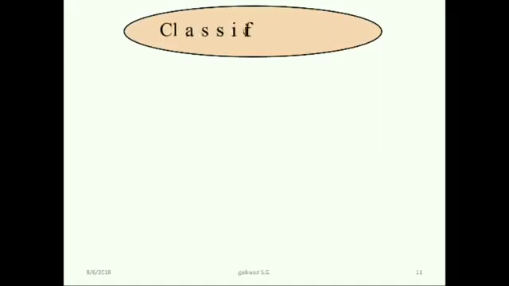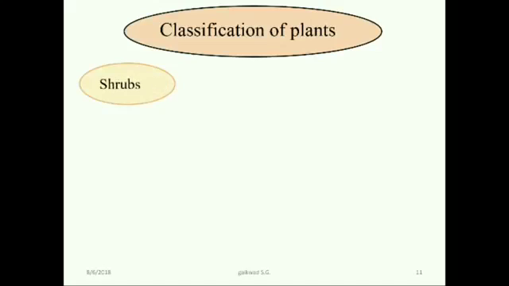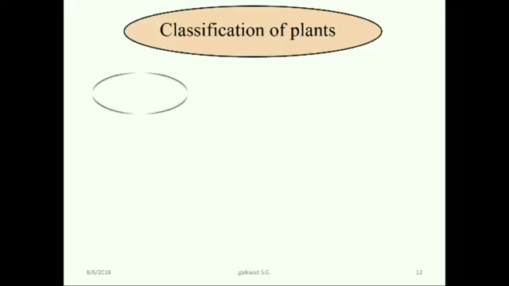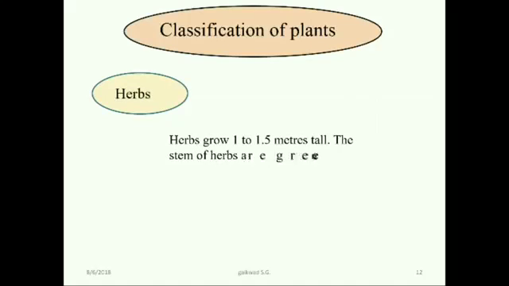Next type of plant is shrub. Shrub means some plants grow close to the ground. They give out branches very close to the ground. They have a thick and hard stem. For example, hibiscus, lantana, rose, etc. The third one is herbs. Herbs grow at least 1 to 1.5 meters tall. The stem of herbs is green and flexible.